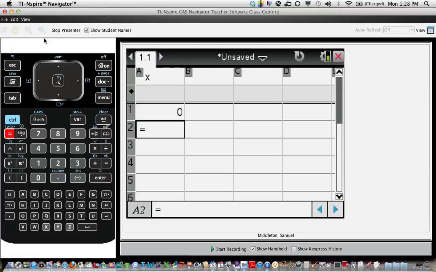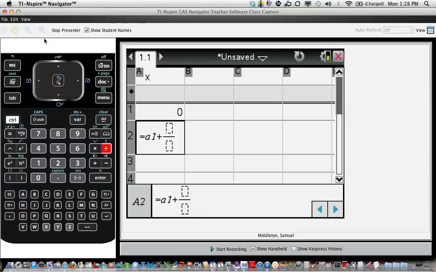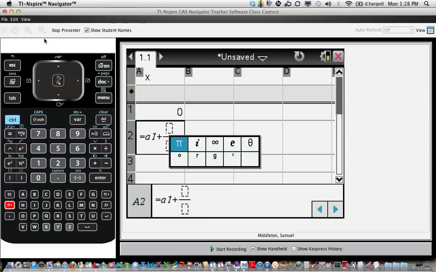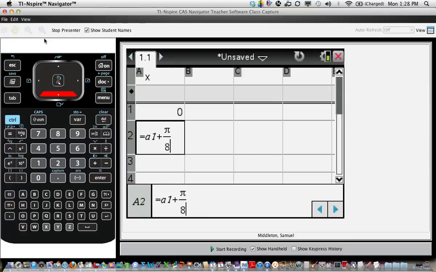And what I want to do is take the previous cell and add pi/8. So what's our previous cell? A1. So just hit A1, and it doesn't even have to be a capital A, that's fine, plus pi divided by 8. Pi over 8. And hit enter.